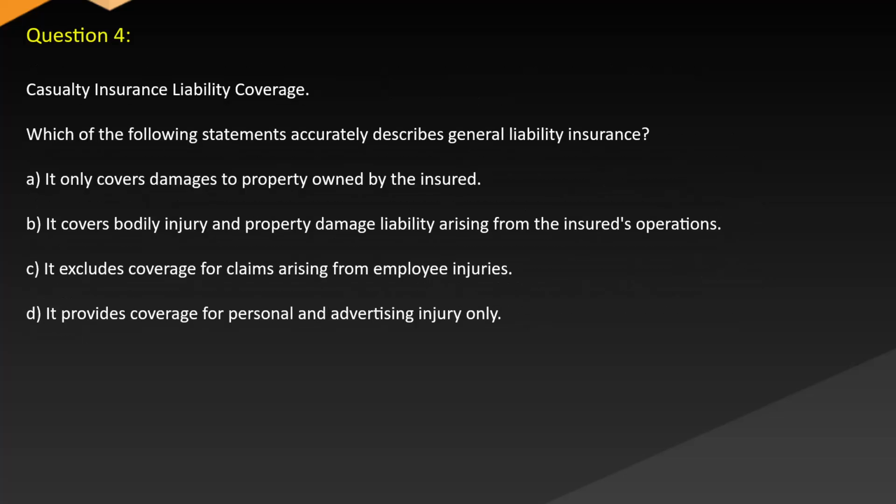Question 4. Casualty insurance liability coverage. Which of the following statements accurately describes general liability insurance? A. It only covers damages to property owned by the insured. B. It covers bodily injury and property damage liability arising from the insured's operations. C. It excludes coverage for claims arising from employee injuries. D. It provides coverage for personal and advertising injury only.